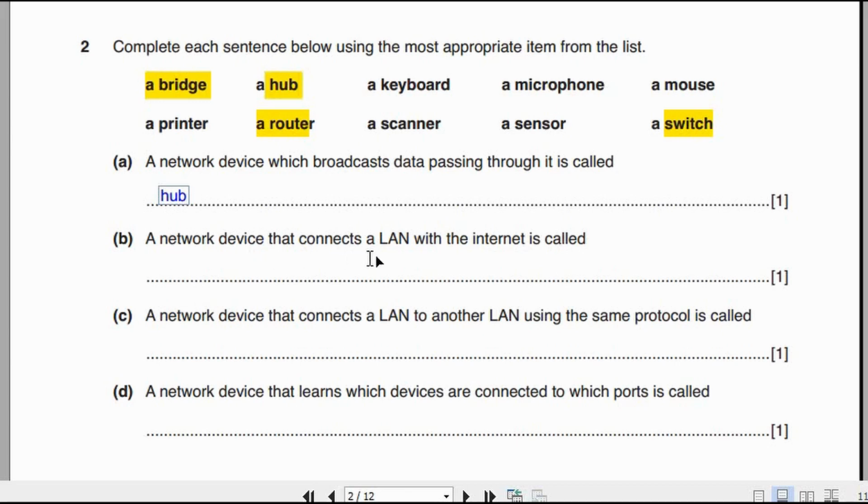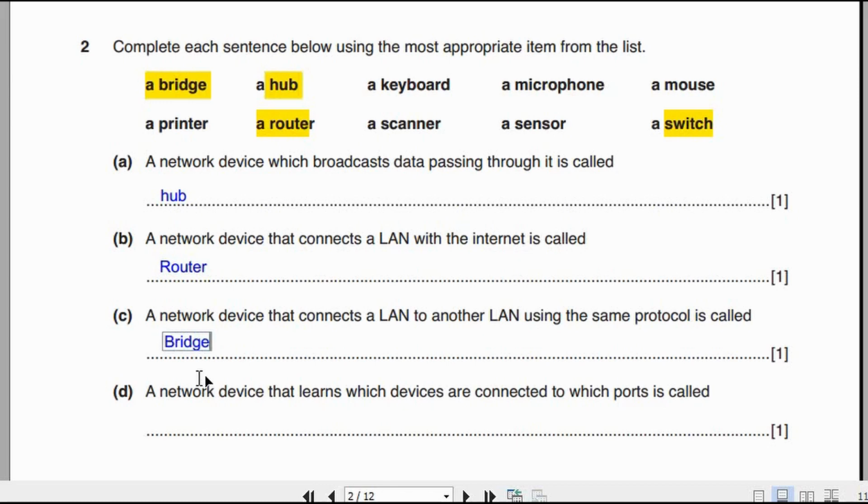A network device that connects a LAN with the internet is called a router. I have seen the same type of question in one of the other papers. The statement is a little different: a network device that connects a LAN with a WAN. So this is also the same, router. C, the network device that connects a LAN to another LAN. This type of device that connects two networks is called a bridge.